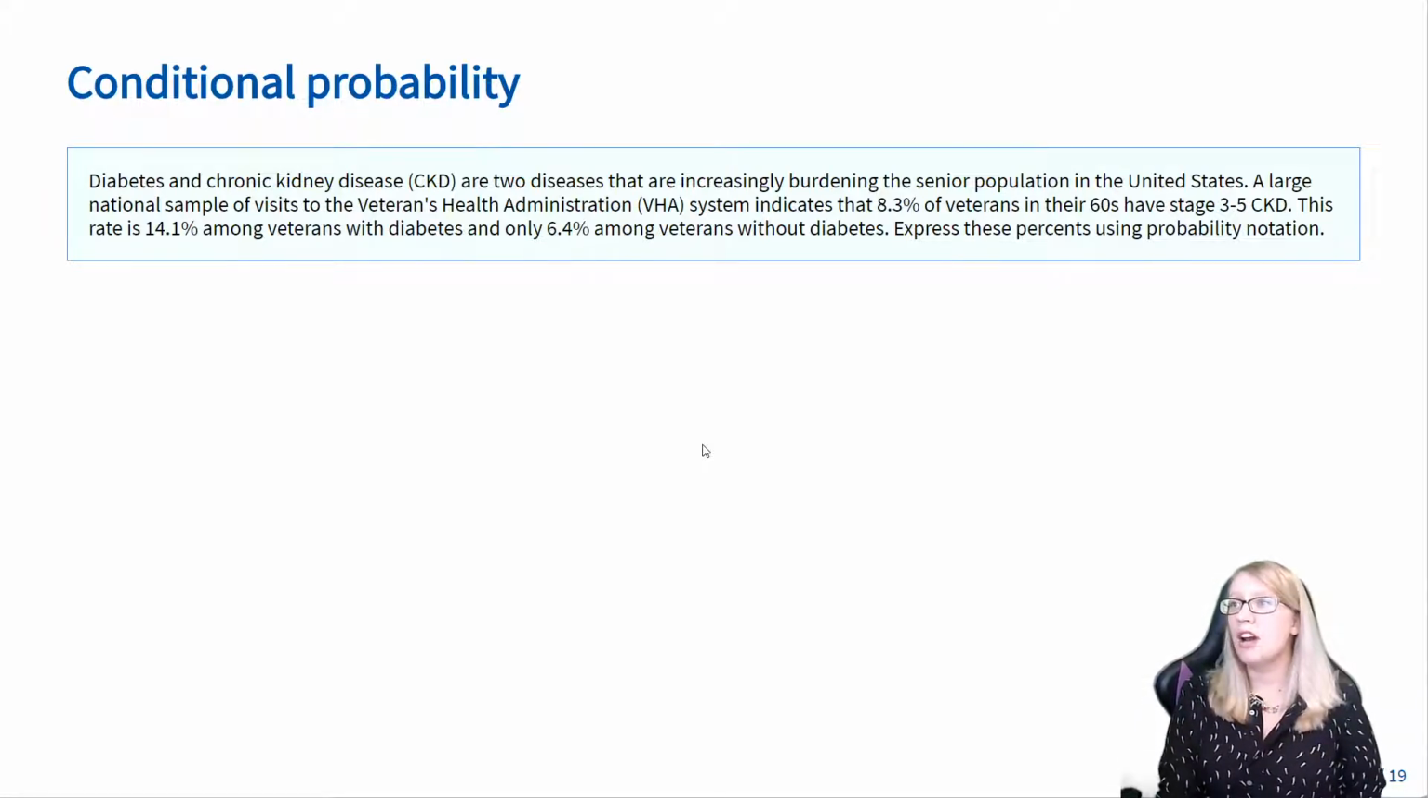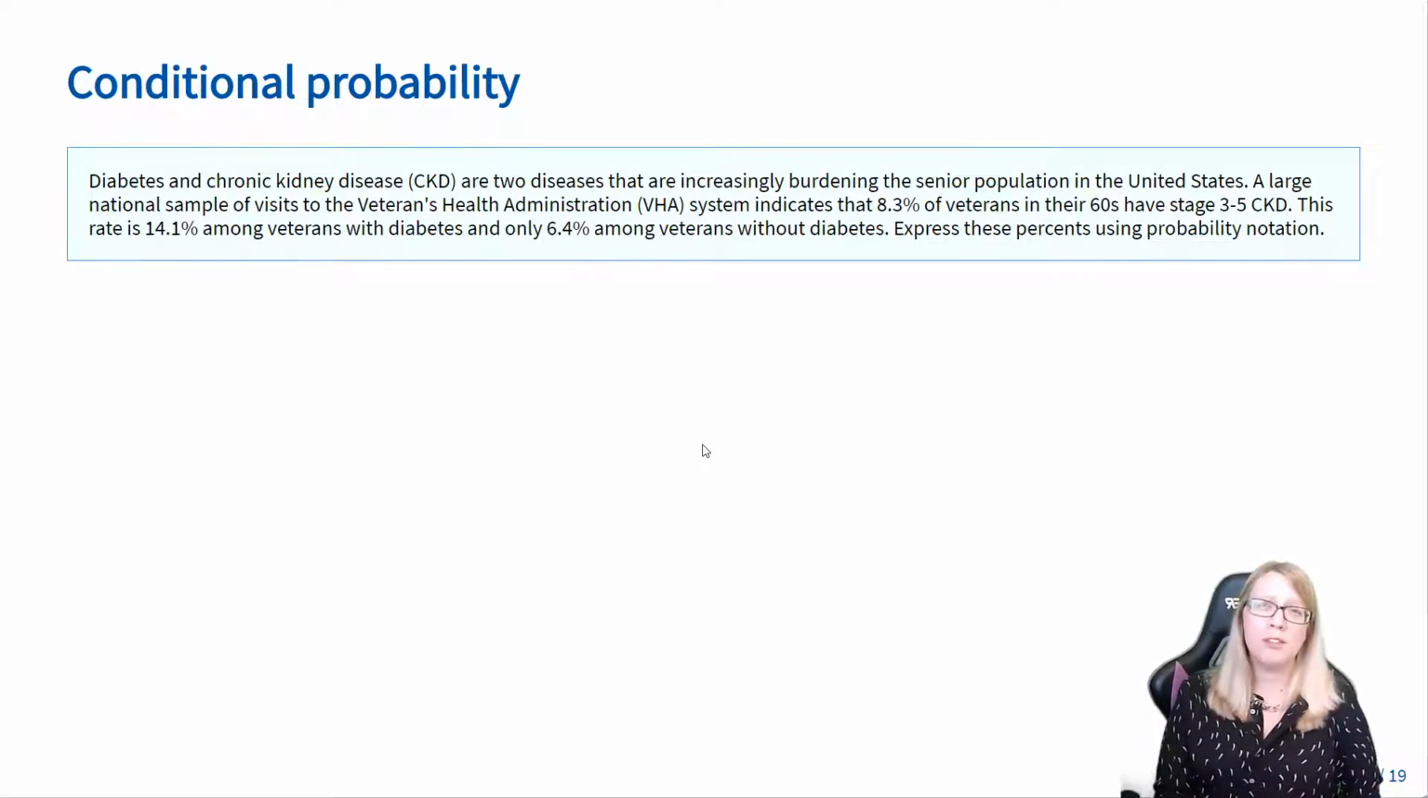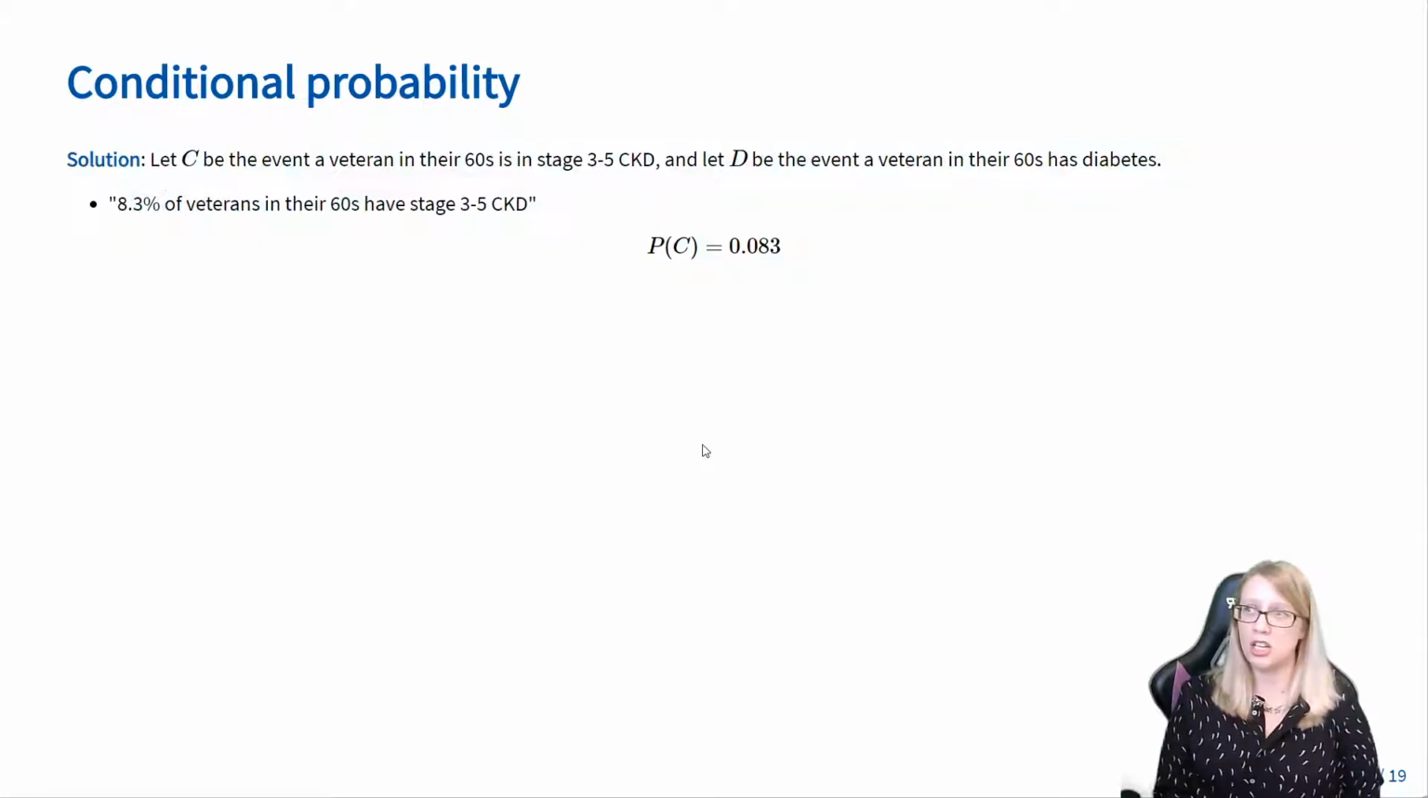Diabetes and chronic kidney disease are two diseases that are increasing burdens on the senior population in the United States. We have data from a large national sample of visits to the VHA that indicates that vets in their 60s, about 8.3% of them have stage 3 through 5 CKD, chronic kidney disease. This rate is 14.1% among vets with diabetes and only 6.4% among vets without diabetes. Before we do any calculations with this data, let's just work on getting that probability notation.